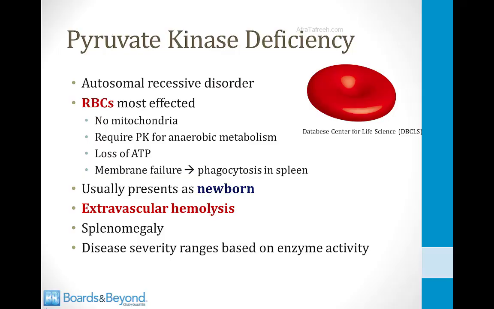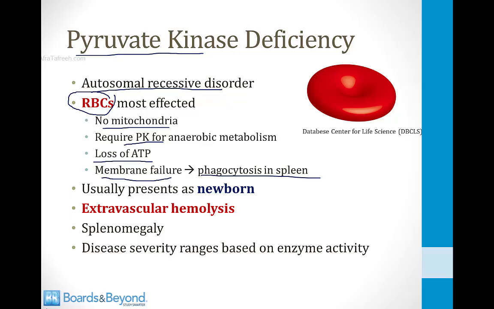Very rarely, children are born with a pyruvate kinase deficiency. This is an autosomal recessive disorder. The cells that are most affected are the red blood cells. They lack mitochondria, so they require glycolysis and pyruvate kinase for anaerobic metabolism. When they lose the function of pyruvate kinase, they lose glycolysis, and therefore they lose ATP. The result is that they can't maintain the integrity of their membranes, and they become deformed, and they get phagocytosed in the spleen because they have abnormal shapes.